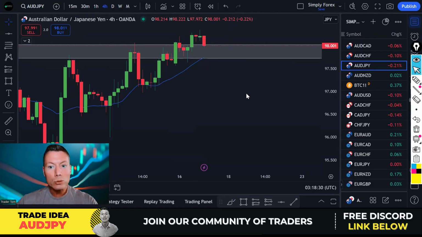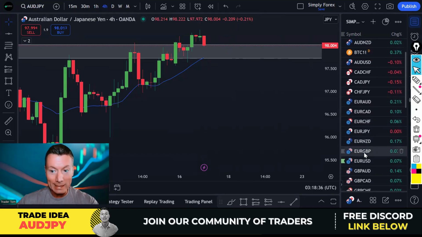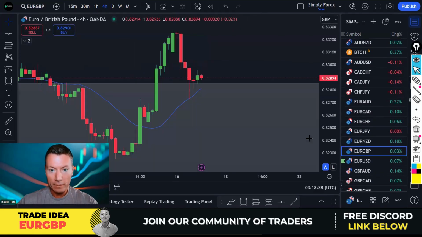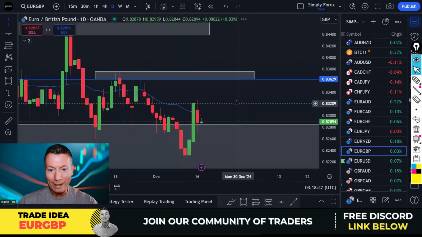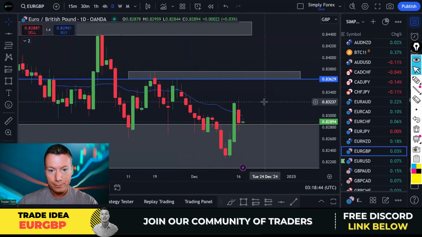And my final trade, I know there's more. We are looking at euro pound. I'm actually in this trade already. I've been in this trade since yesterday. So let's understand why the hell I'm in this trade.